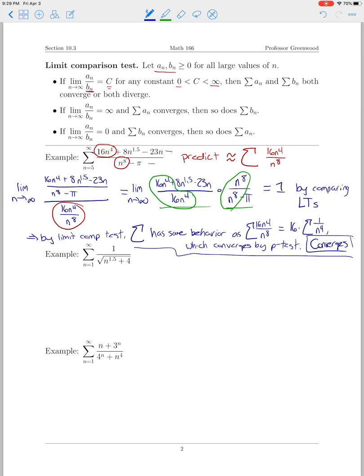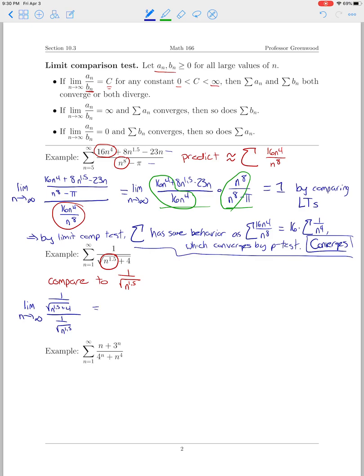Okay, now let's look at another example. Here we have the sum from 1 to infinity of 1 over root n to the 1.5 plus 4. Again, the idea overall is that this n to the 1.5 is going to be bigger than any other term in the denominator. And so chances are I can just drop all of the other terms and the behavior of the series is not going to change. What I want to compare this to is 1 over the square root of n to the 1.5. I just want to drop that plus 4 because it probably doesn't make a difference. And so again, in order to do that, I'm going to take the limit of the ratio of the original, which is the square root of n to the 1.5 plus 4, divided by this new thing.